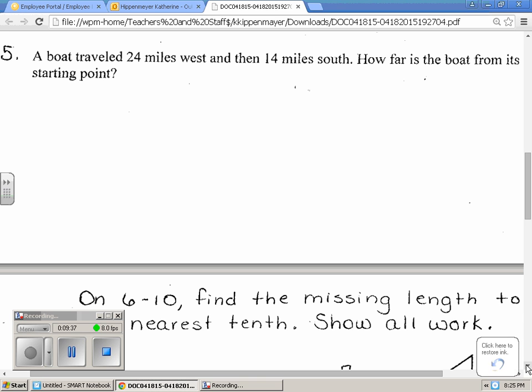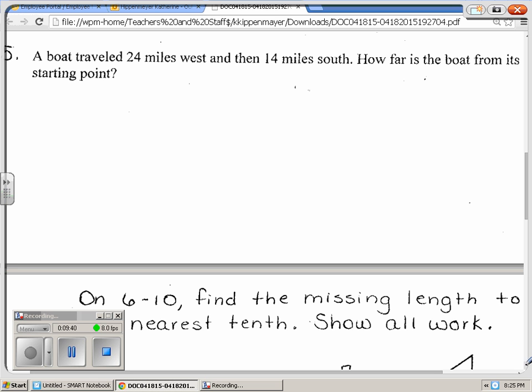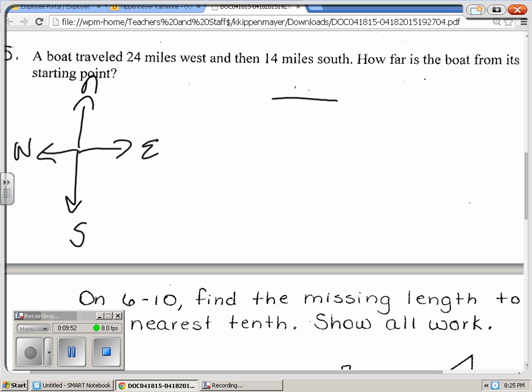All right, next problem. A boat traveled 24 miles west. Let's make sure you know your directions. So a boat traveled 24 miles west, and then 14 miles to the south. What's nice about directions is if you go directly west and then directly south, you're going to form a 90-degree angle. And it says, how far is the boat from its original starting point? So the boat started out here, the boat ends up down here at the end.